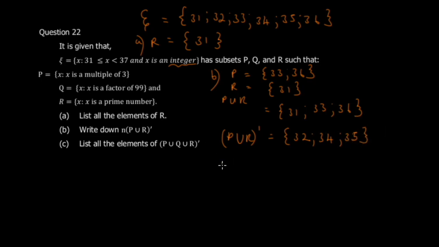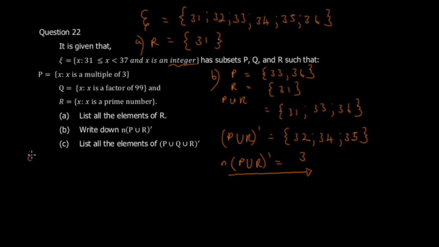Okay, so now you want the number of P union R complement. When you want the number, it simply means you want just a physical number. So here you have 3 elements. So that's your number: 3 elements. Okay, that's it for this part B. Let's move to part C.